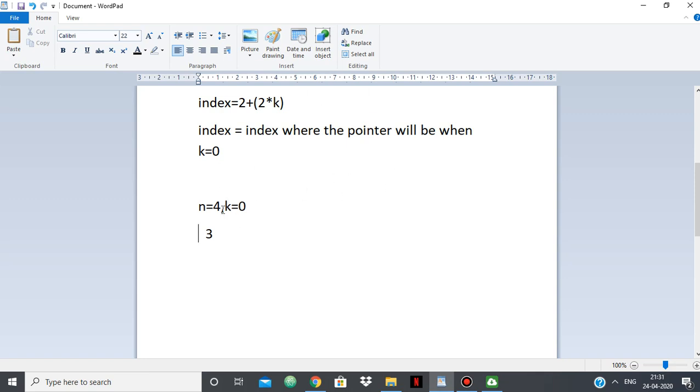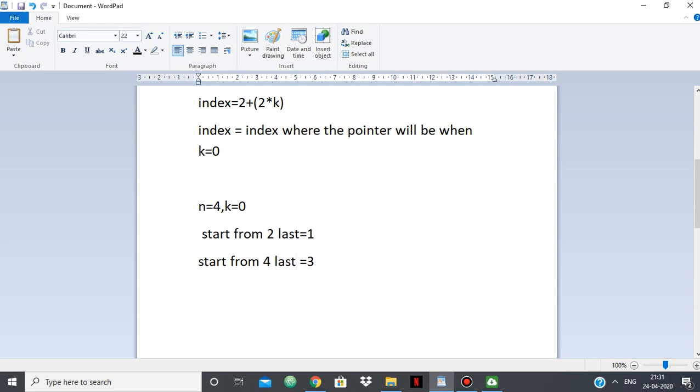Yeah, so n is equal to 4, k is equal to 0. So if I start from 4, let me just write down my observation. I start from 2, remaining vertex last is equal to 1, and start from 4, last is equal to 3.